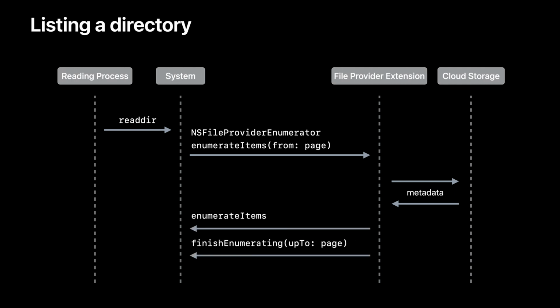The enumeration is paginated. You can return less than the full set of items, and the system will pick up enumerating from where it left off. Once all pages have been enumerated, the system will allow the original call to go through. Like in the file case, once the directory has been enumerated, subsequent reader calls will use the contents from disk and not have to involve your extension.